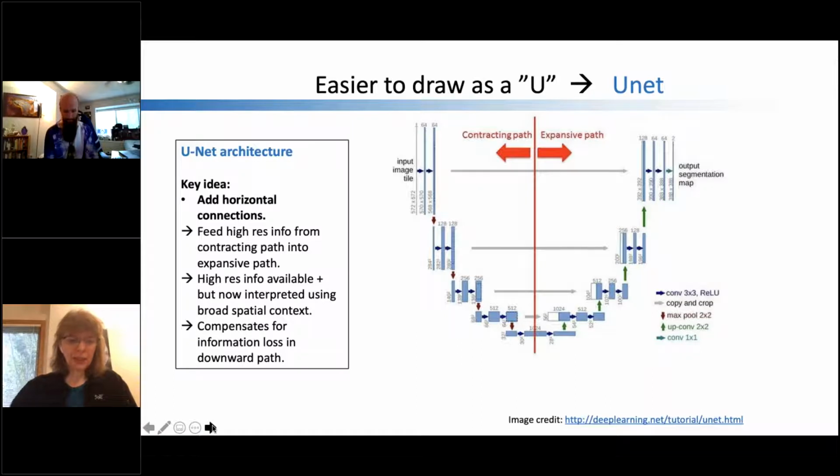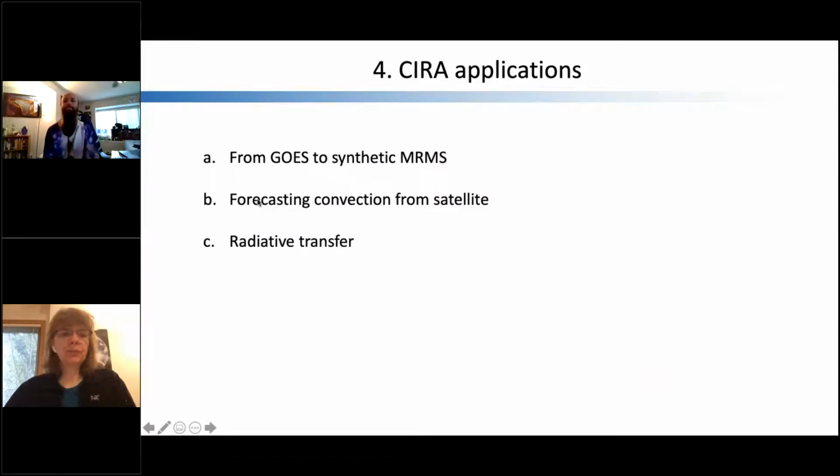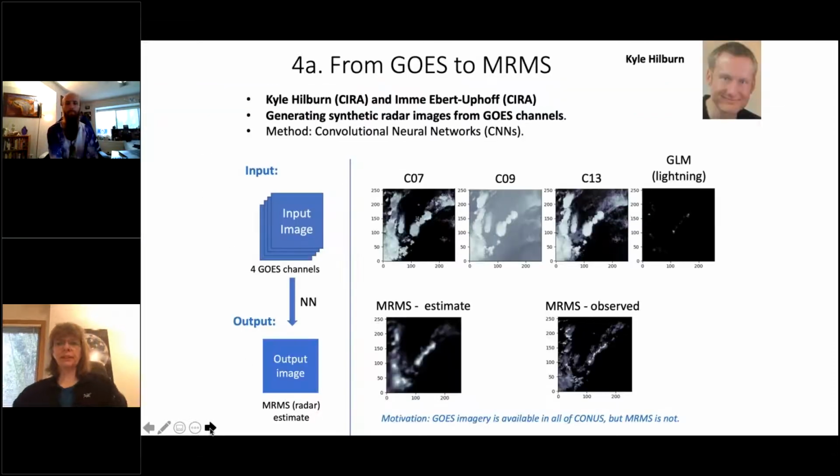With that, you now have all the convolution network tools to understand more applications, and we'll briefly go into three different ones. The first one I discussed, going from GOES to synthetic MRMS imagery. Then we will look at forecasting convection from satellites and radiative transfer, which will both be covered by Ryan. All right, starting with going from GOES imagery to MRMS or radar imagery.